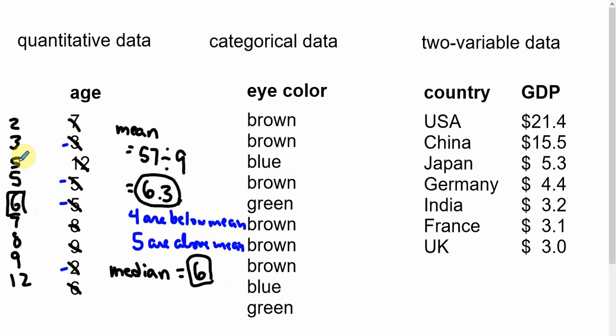Now, notice how many are below the median and how many are above the median. 4 are below the median, and 4 are above the median. And that'll always be true. It'll always be true that there are equal numbers below and above, because that's how the median works. It is the number right in the middle.